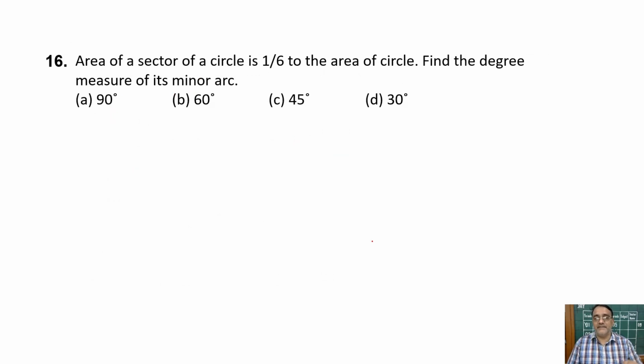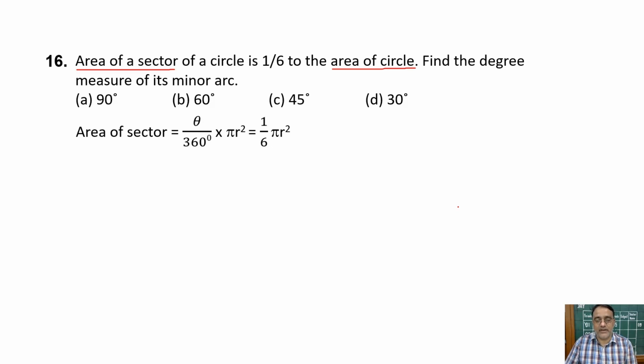Area of a sector of a circle is 1 by 6 of the area of the circle. Find the degree measure of its minor arc, right? So what is the formula of area of sector? Theta upon 360 into pi r square. Very good. And the area of circle is pi r square. So theta upon 360 into pi r square is 1 by 6 of pi r square. This is clear?